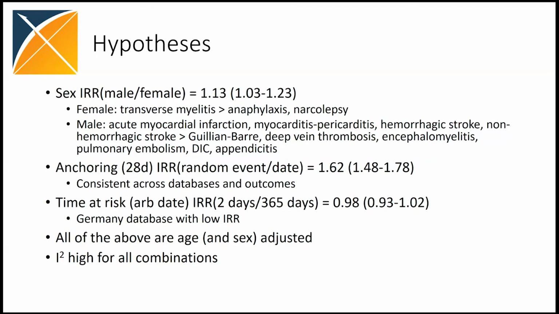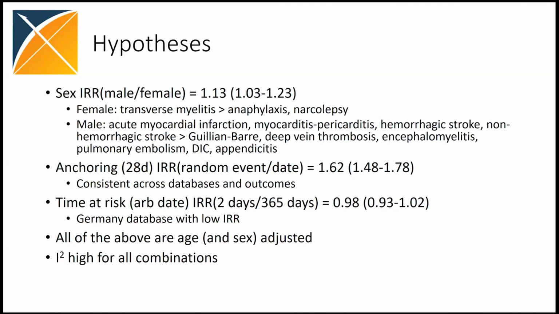Now, what about anchoring? That is, with a 28 day time at risk, what's the difference between looking at someone at an arbitrary date like January 1st, versus a random event during the year? We see 1.6, aggregated over all outcomes in all databases, and you see a tight confidence interval around it. So anchoring has a large effect. If you take a shorter time at risk in some databases and some outcomes, it could be much bigger than 1.6. It can be as large as 10 and bigger. So anchoring and how vaccines are taken is going to be important.